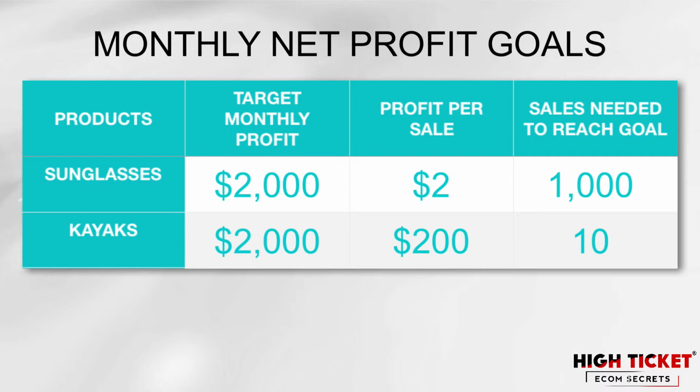Now, to finish the example, compare that 1,000 orders per month to only 10 orders per month. You're not going to be getting nearly the amount of questions and concerns on 10 orders as you will with 1,000 orders.